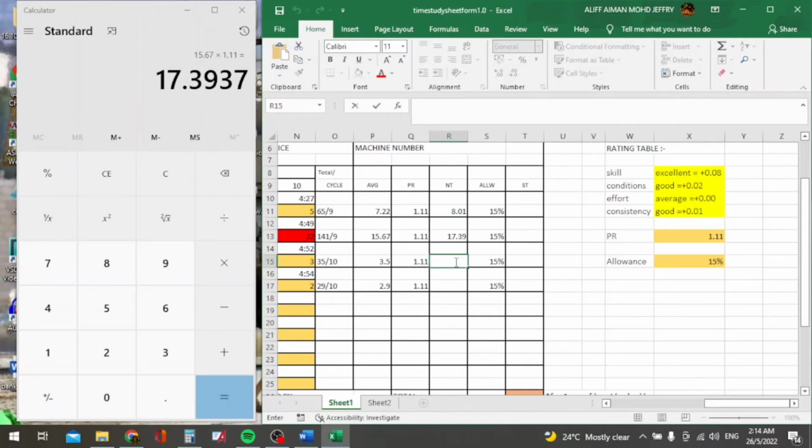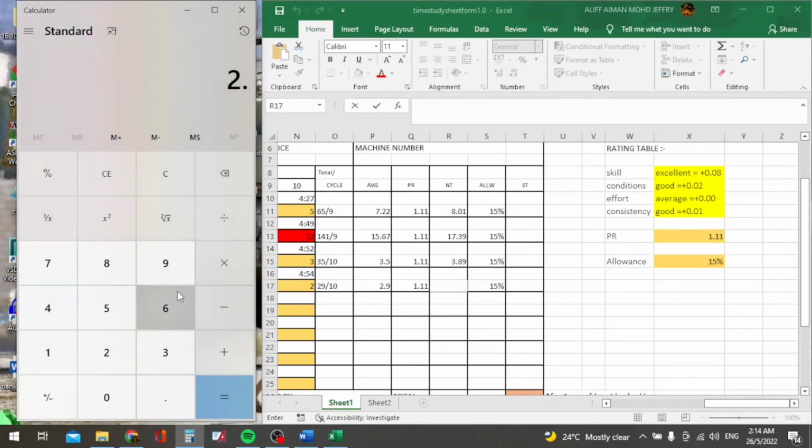Next one, 3.5 multiplied by 1.11, we get 3.885, so we round off to 3.89. For the last one, 2.9 multiplied by 1.11, we get 3.219, so we round off to 3.22.